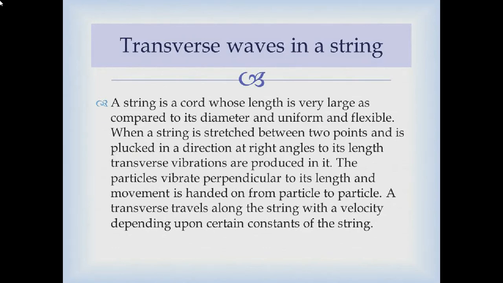So how does this string look? The string is a cord whose length is very large as compared to its diameter. So the diameter will be less as compared to the length of the wire, and it is perfectly uniform and flexible. What is the nature of the string? The string should be perfectly uniform and it should be flexible at the same time.